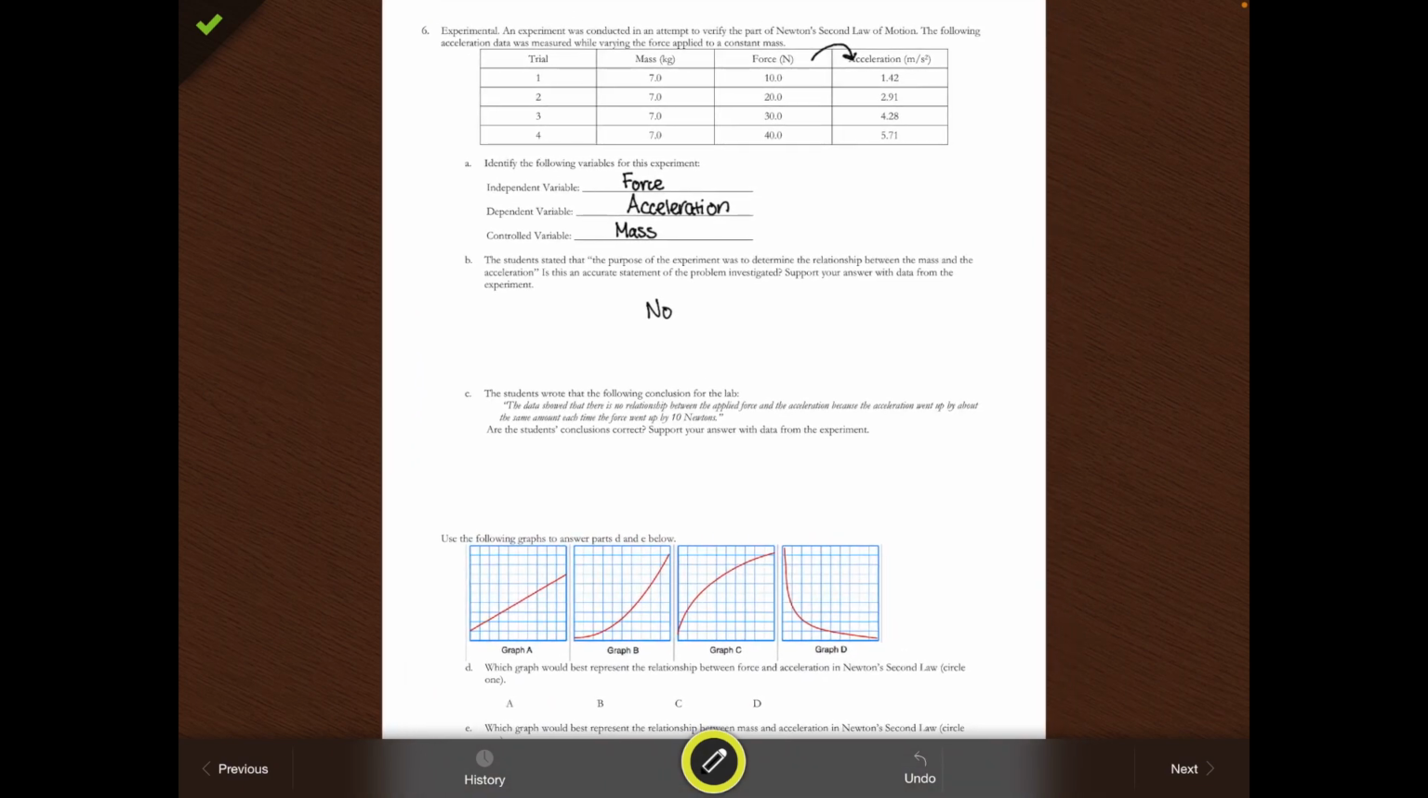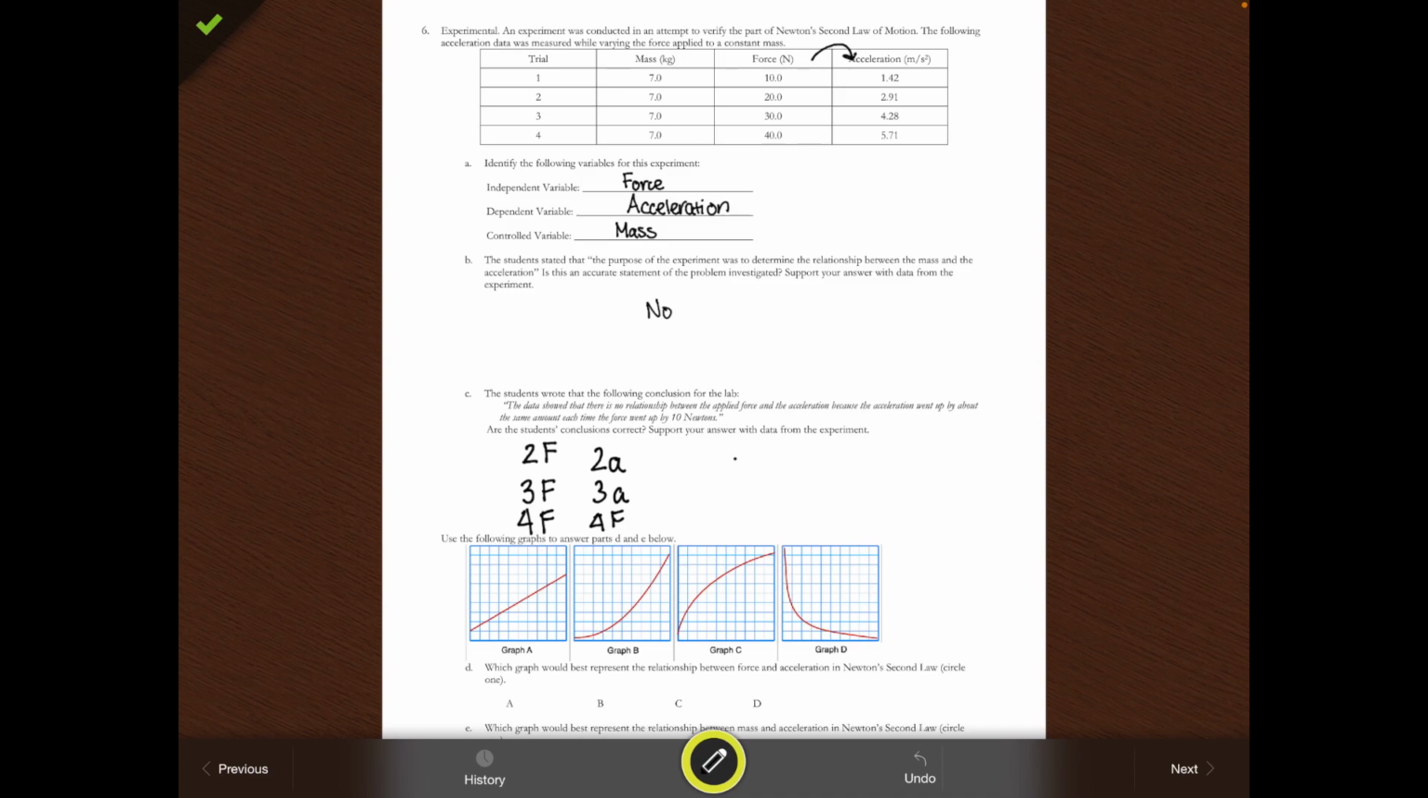A good way to check to see if something is direct or not is to check the proportions. Is it true from the data that if you double the force, it doubles the acceleration? Yeah. And I might write this as saying, when the force doubled from 10 newtons to 20 newtons, the acceleration also doubled from 1.42 meters per second squared to 2.9 meters per second squared. This is even true for triples and quadruples. Tripling the force from 10 newtons to 30 newtons triples the acceleration from 1.42 meters per second squared to 4.28 meters per second squared. So their conclusion is incorrect.